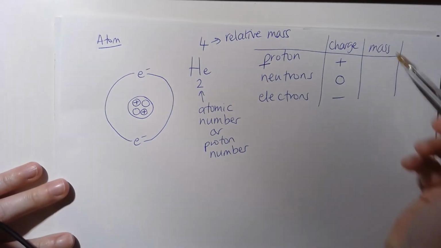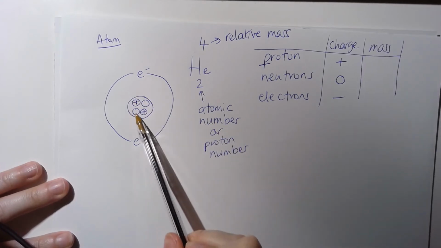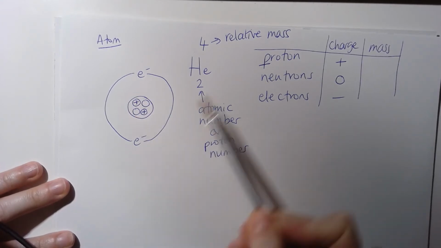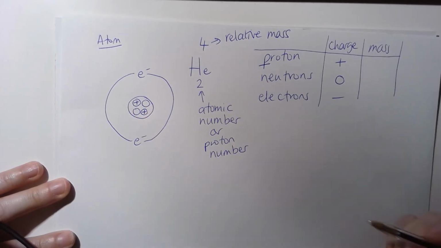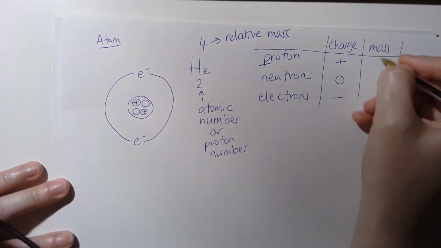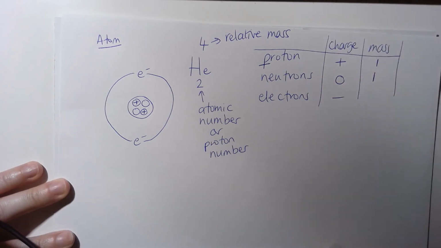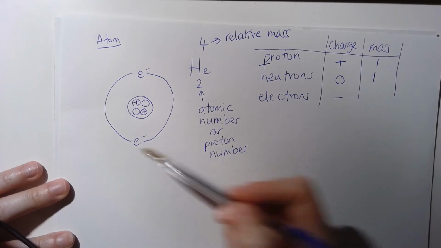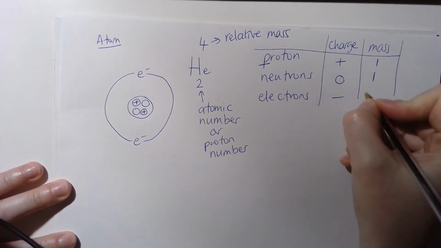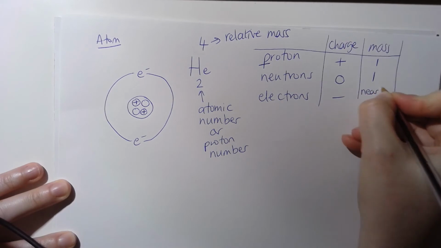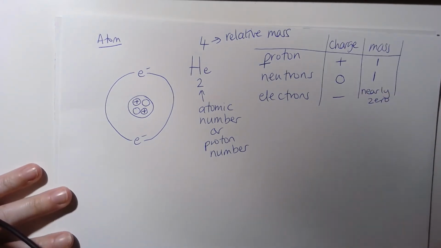Okay, this takes us to our last column. Now all the mass in an atom is found in the nucleus. So if our relative atomic mass is 4, I know each of these must be worth 1. So the mass of 1 proton is 1, and the mass of 1 neutron is also 1. The electrons, we say, have a negligible mass, or nearly 0. Now if you can remember that word, negligible, brilliant. If not, nearly 0 is fine.